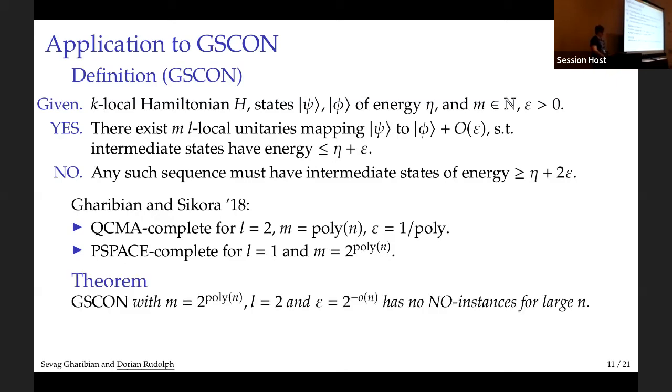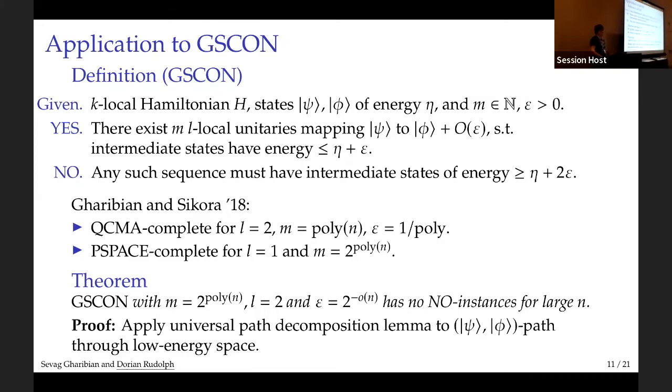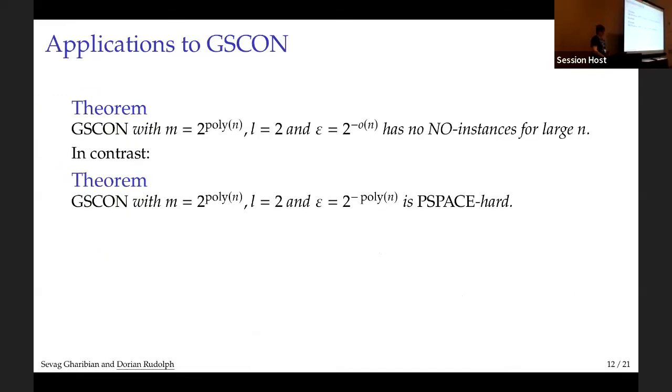Now in this paper, we show that if we have GSCON with exponential m, and 2-local unitaries, but sub-exponential error epsilon, then there are no instances for large n. So the problem becomes trivial, in fact. The proof is to apply our universal path decomposition lemma to some path from psi to phi through the low energy space. In contrast to that, we also show that if we allow an exponential epsilon, then the problem is PSPACE-hard. But we don't know the exact upper bound. The best upper bound is EXP for this.